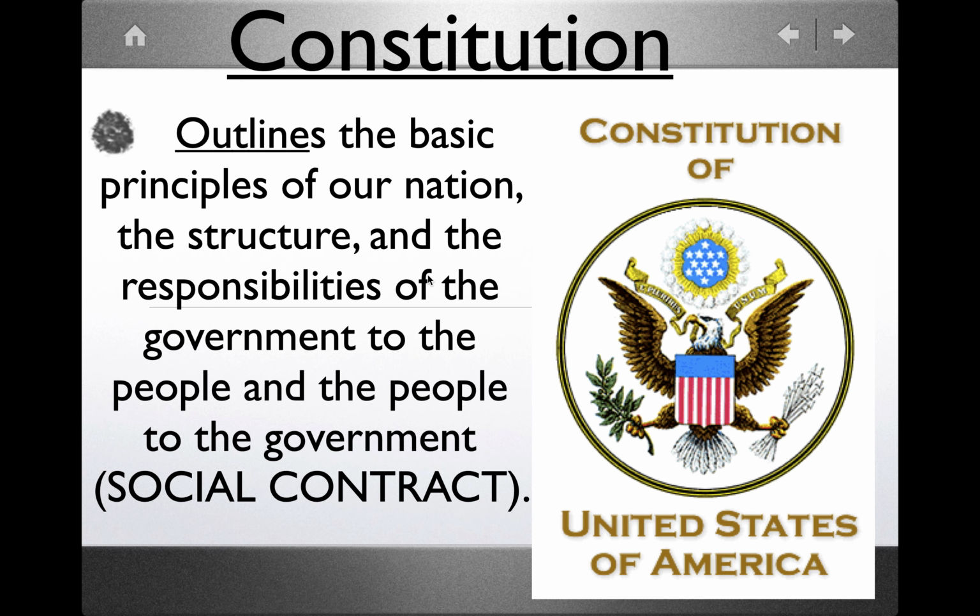The Constitution outlines the basic principles of our nation, the structure and the responsibilities of our government to the people and the people to the government. It's a social contract.